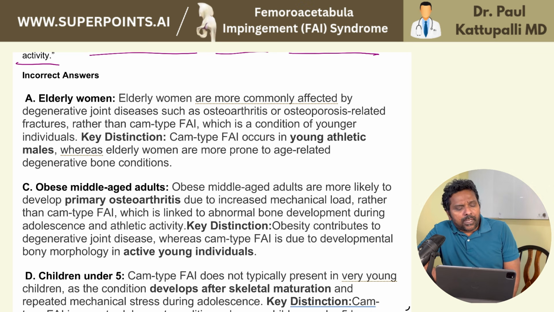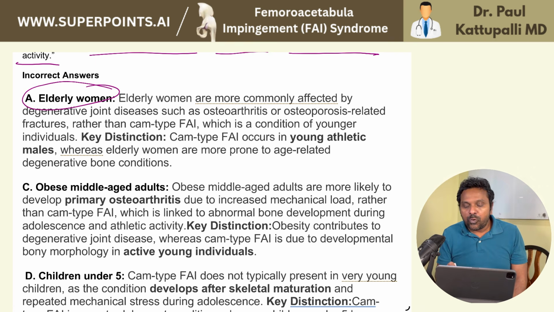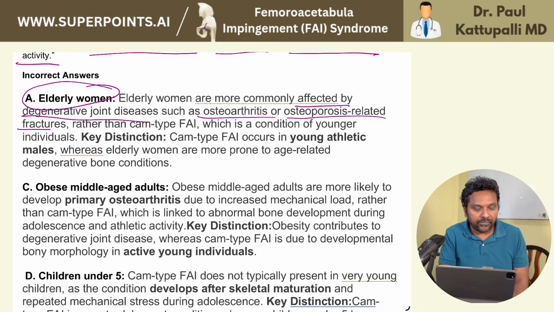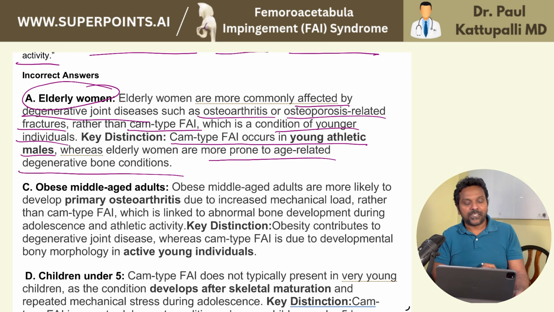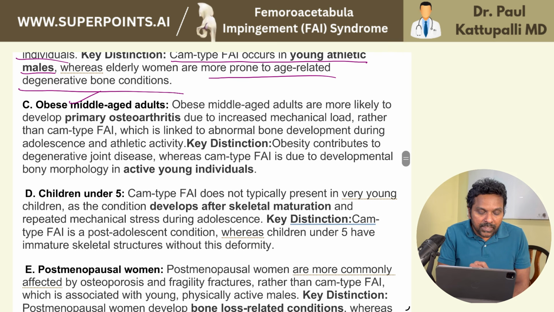Next, incorrect answers. This is a beautiful way to learn, going through incorrect answers and their descriptions, because the key distinctions help you to understand which disease is more common in which demography. For example, elderly females are most commonly affected by degenerative joint diseases like osteoarthritis or osteoporosis related fractures rather than CAM type FAI, which is a condition of younger individuals. The key distinction is CAM type FAI occurs in young athletic males, whereas elderly women are more prone to age related degenerative bone conditions.